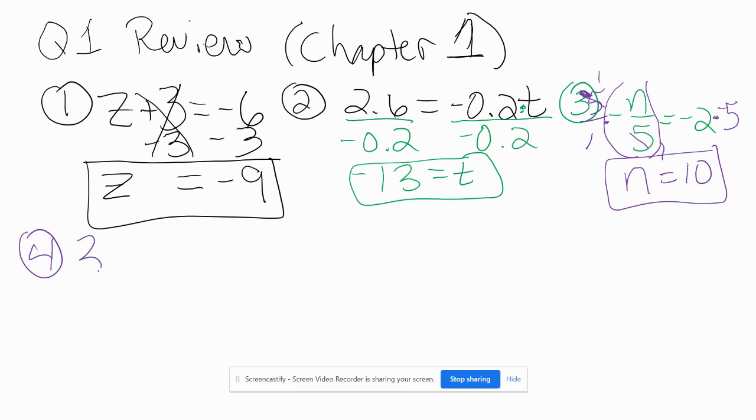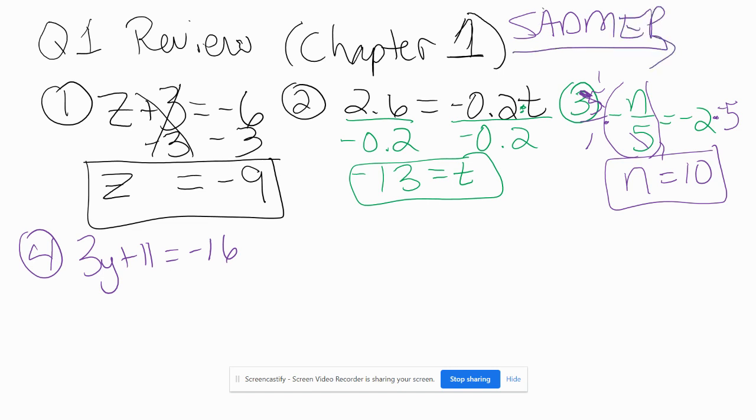Number 4. We need to start, because remember we're doing SADMAP when we're solving, backwards order of operations. So we start with subtraction or addition, and I do have addition here. So the opposite of adding 11 is subtracting 11 to both sides. We have 3y. These add to 0, and negative 16 minus 11 more is negative 27.